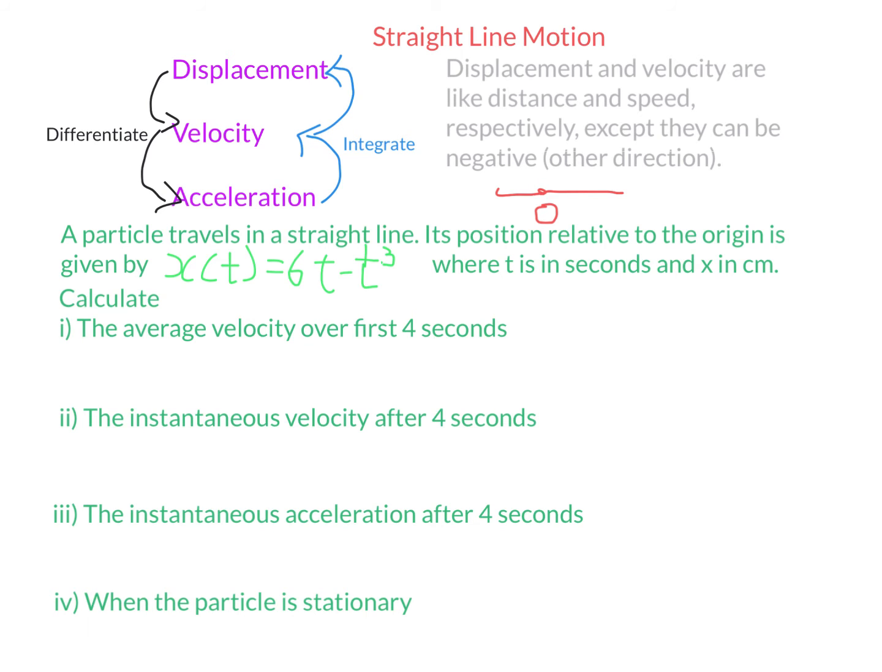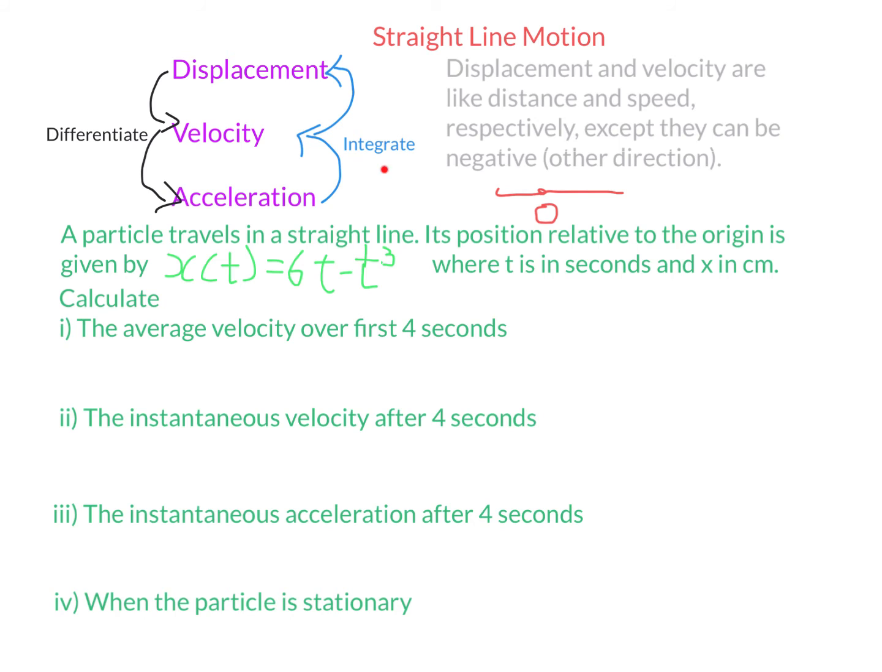So a positive velocity means it's moving towards the right. A negative velocity means it moves towards the left. So we know that velocity is just the rate of change of displacement with respect to time. But hang on a minute, differentiation is finding the rate of change. So if you differentiate displacement, you get velocity. Similarly, acceleration is the rate of change of velocity with respect to time. So the derivative of velocity is acceleration.